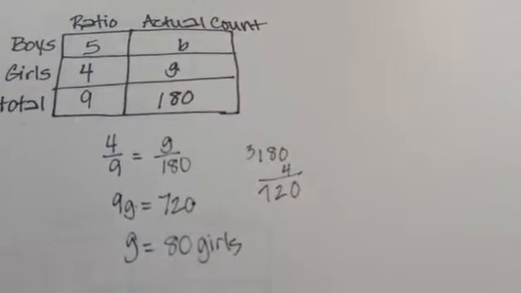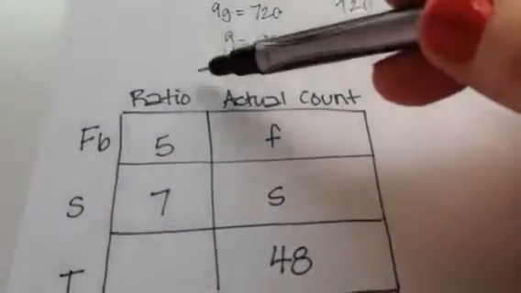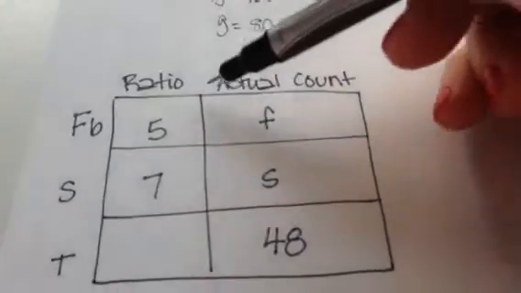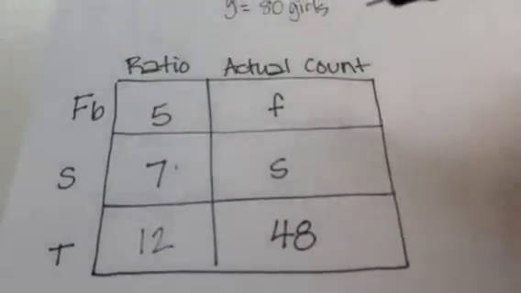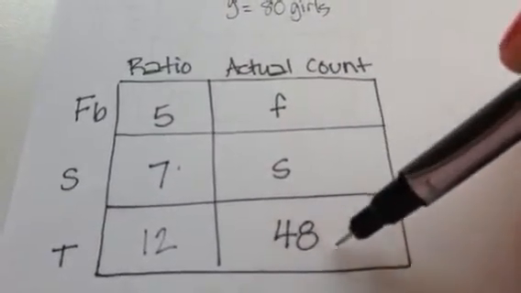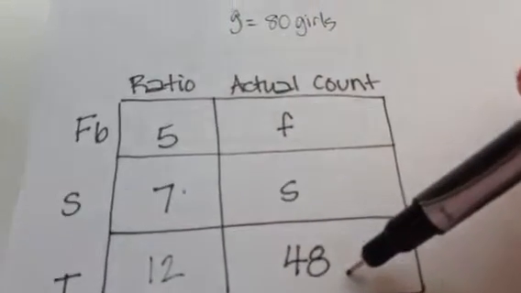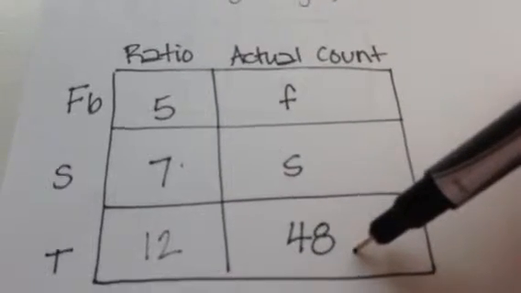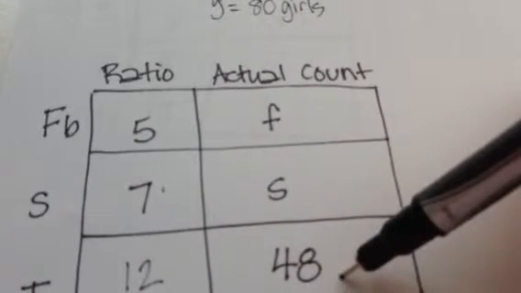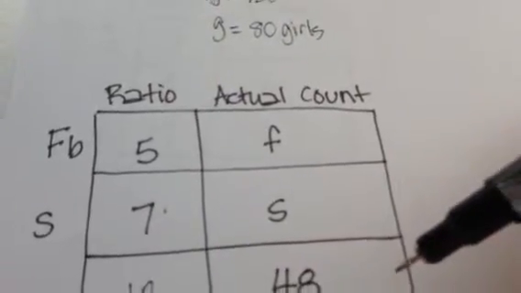All right, let's do another one. We have football players and soccer players. We have our ratio and our actual count. The ratio is 5 to 7. So add those together. What do you get? 12. All right. So we have football players, soccer players, but there's 48 altogether. And we want to know how many football players are there. Is that the one we want to know? I think so. Yes. Okay.